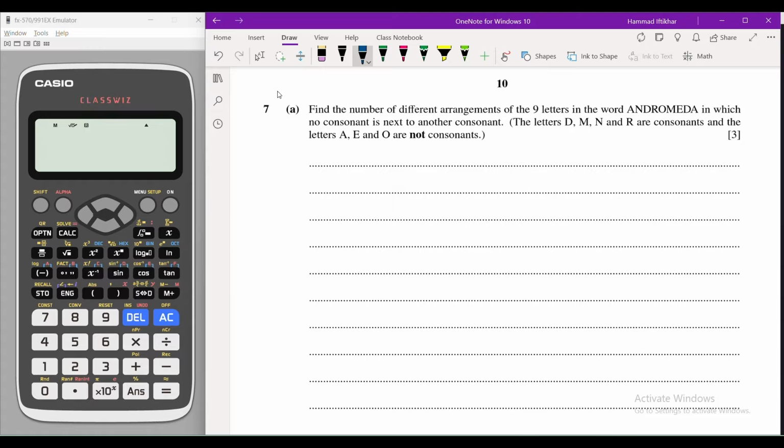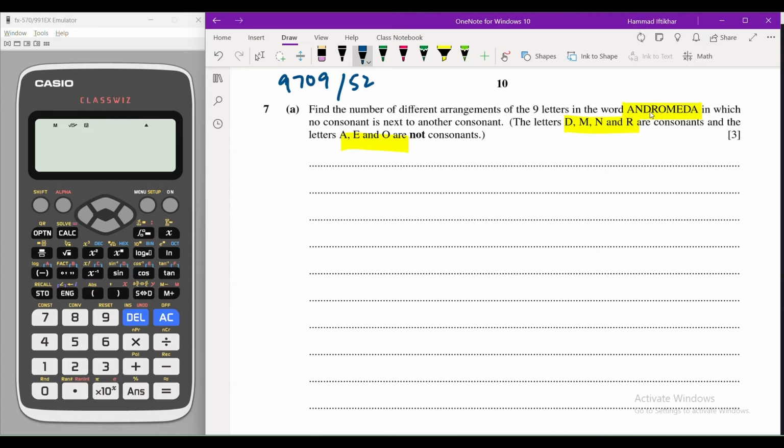Okay, so question number 7 from the 97052 paper. Find the number of different arrangements of the 9 letters in the word Andromeda in which no consonant is next to another consonant. D, M, and R are consonants, and letters A, E, O are not consonants. That means vowels.